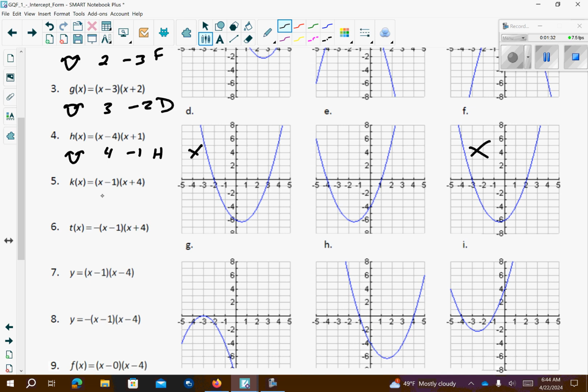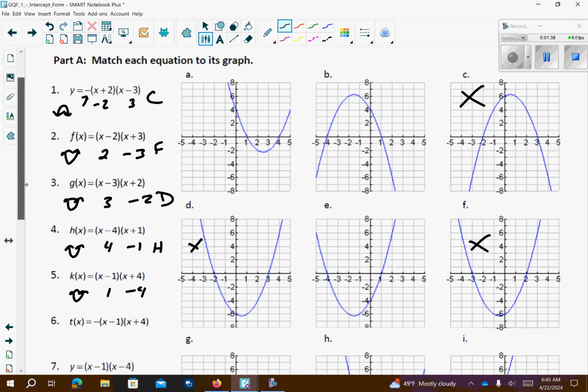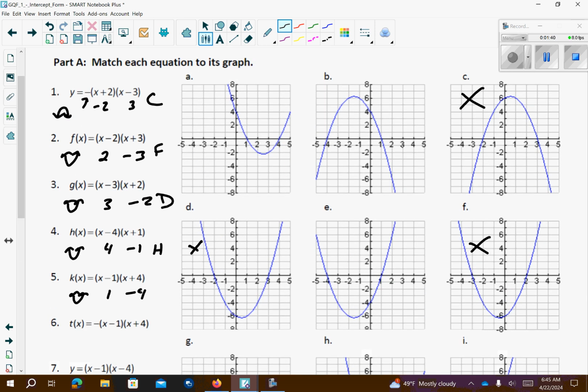Number 5, it's going to open up because there's not a negative out front. It's going to cross at 1 and -4. So let's see if we can find 1 and -4, opening up. It looks like E. Number 6 is going to open down because there's the negative out front right here. It's going to cross at 1 and -4 upside down. So 1 and -4. So that's B.